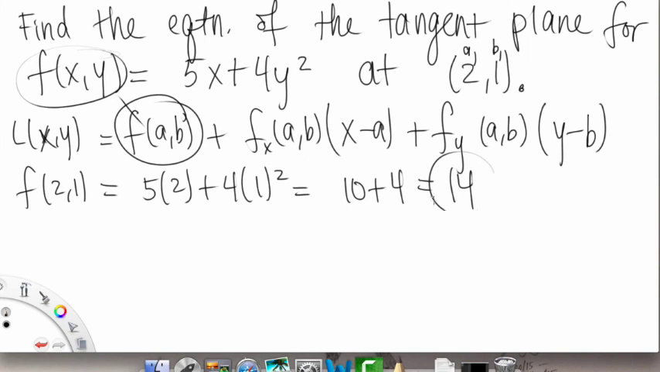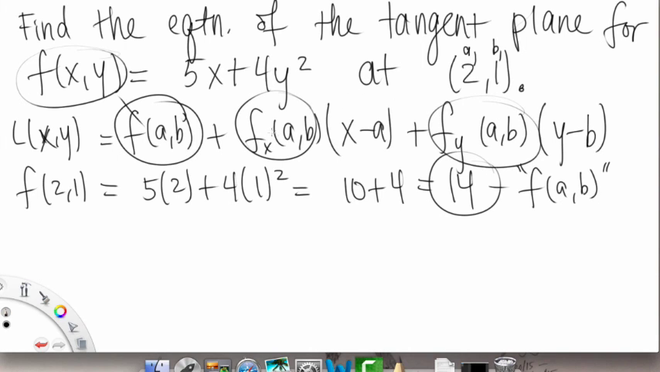Okay, so we found that. Right, so this is our f(a, b). Okay, so that's that first part. And now, for our f sub x and f sub y, we have to differentiate, take the partial derivatives of our original function.